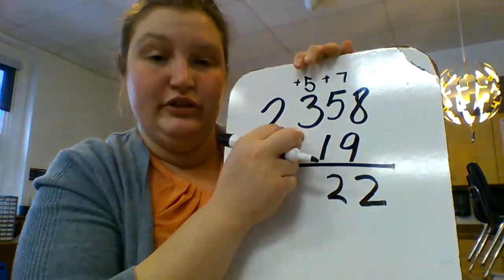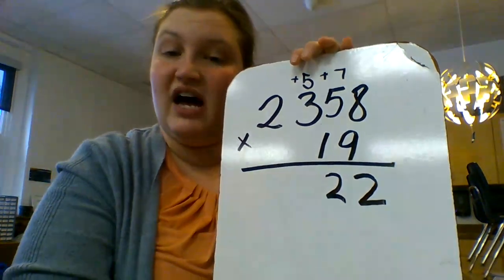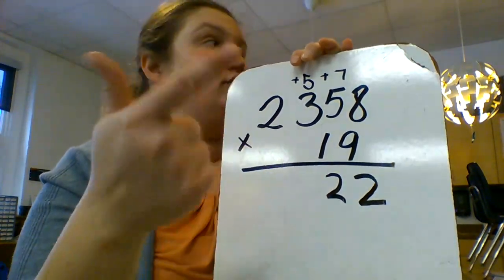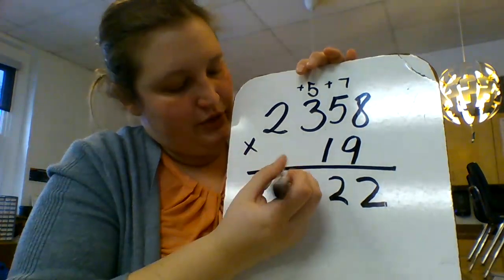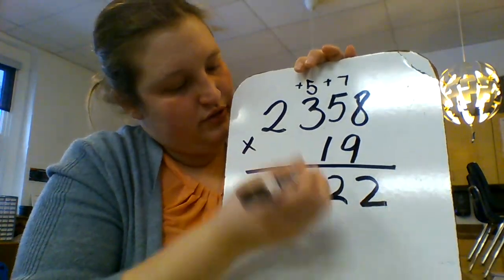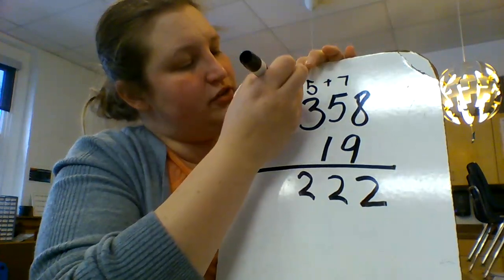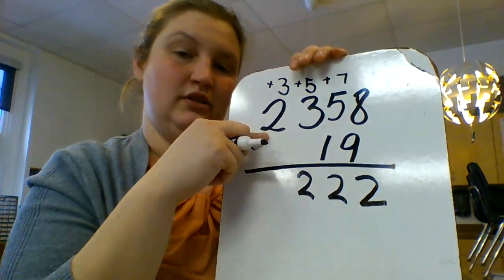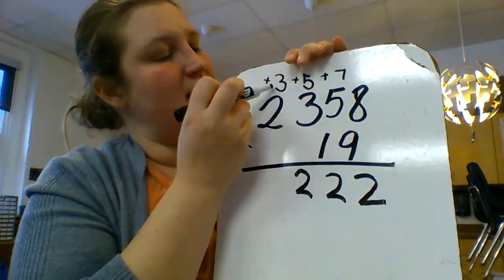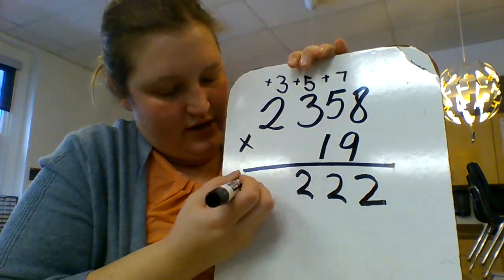Now I do 9 times 3, that's 27 plus 5. So 27, 28, 29, 30, 31, 32. Okay, I'm going to put down my 2, carry my 3, but it's plus 3. Now I do 9 times 2 is 18. 18 plus 3, so 18, 19, 20, 21.